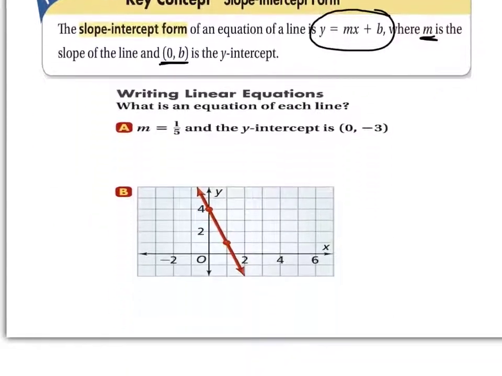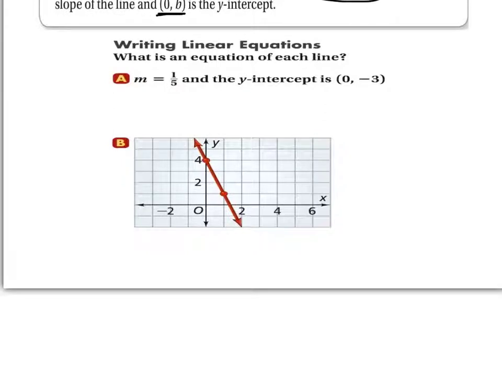So let's take a look at these examples now. Writing linear equations. What's the equation of each line? They give you a slope. You're going to put this in slope-intercept form, which is y = mx + b. As we look at this here, m is 1/5. So we're going to substitute that in. y = 1/5 times x. The y-intercept here is (0, -3), or it's -3, and we're going to put in a minus 3. So all you're doing here is substituting in the y-intercept and the slope to write the equation.